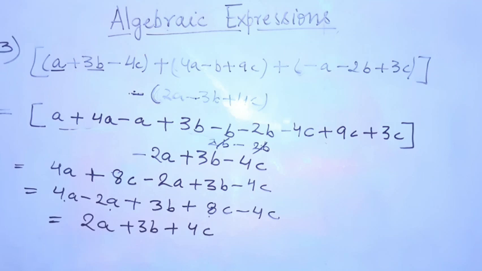So what is the final answer? The final answer is 2a plus 3b plus 4c. So I hope you must have understood how I have solved this question. Now let's move on to the next question, that is question number 4. So without wasting time, let's begin, students.